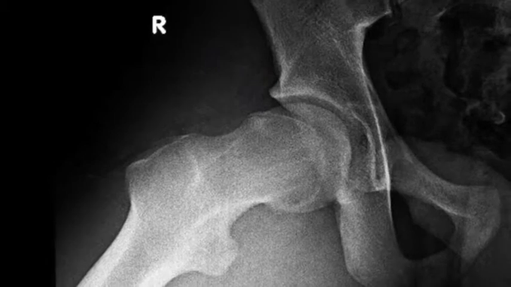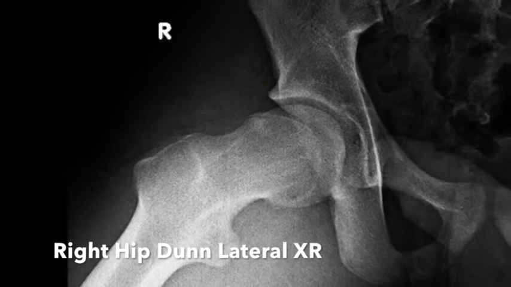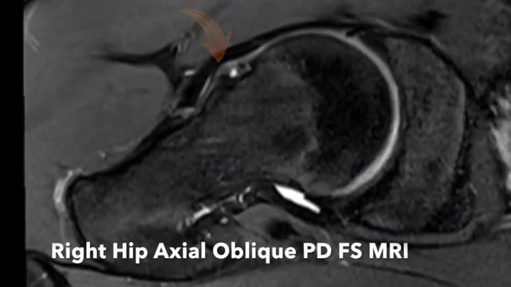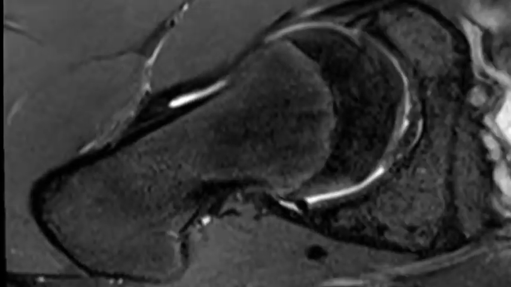An example of a cam deformity is shown in this Dunn lateral radiograph. The cam deformity is demonstrated on the axial oblique MRI in the same patient for comparison.